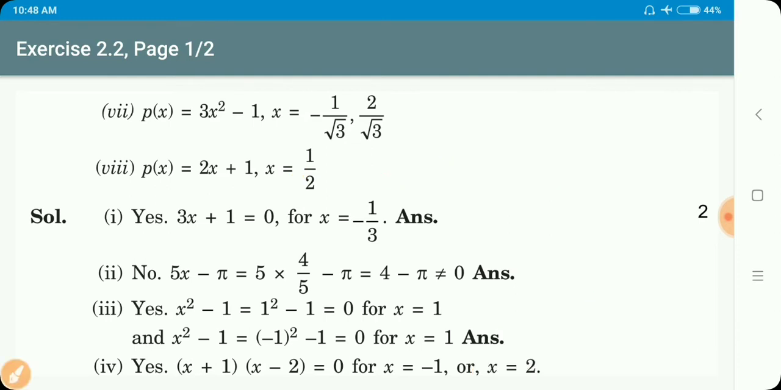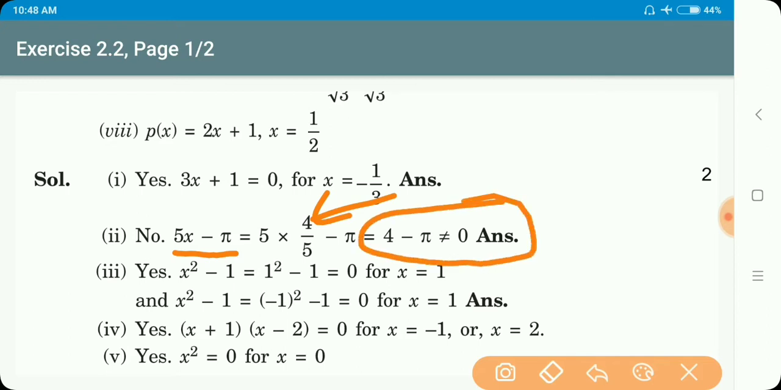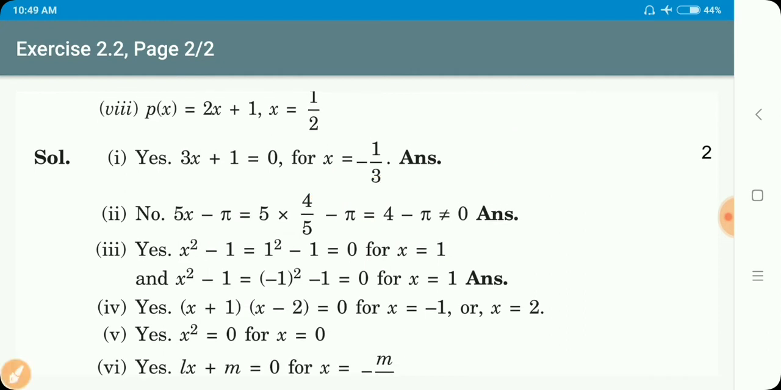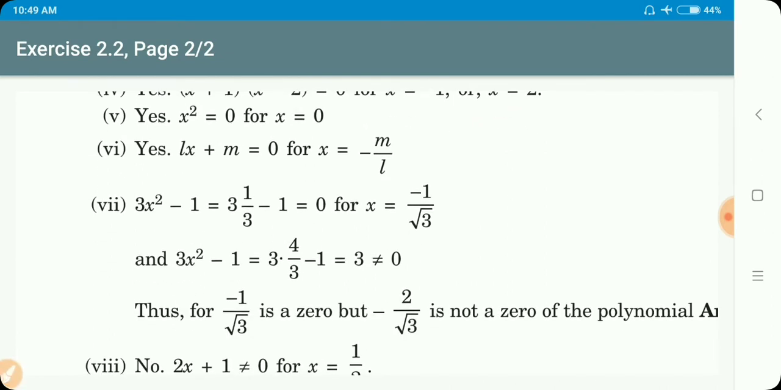Similarly, in this 5x minus pi, I'm putting 4 by 5 at the place of x. 5 into 4 by 5 minus pi is equal to 4 minus pi. So this is not equal to 0. So this 4 by 5 is not a zero of this polynomial. Like this you can check for the remaining also. I think you can easily do it.